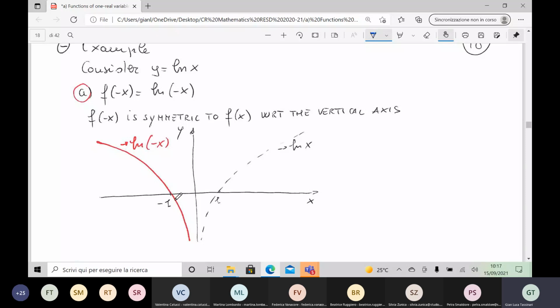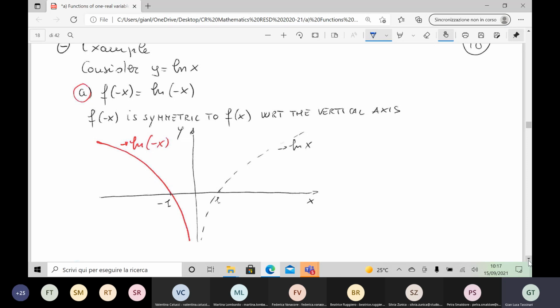So here, in fact, at 2 this function passes through ln of 2, and at minus 2 this function passes through ln of 2. So you can plot this one. Okay, I did it poorly because I did it by hand. Obviously it's not perfectly symmetric, but essentially this should be perfectly symmetric with respect to the other one. But obviously I did it by hand, so it is not so precise.